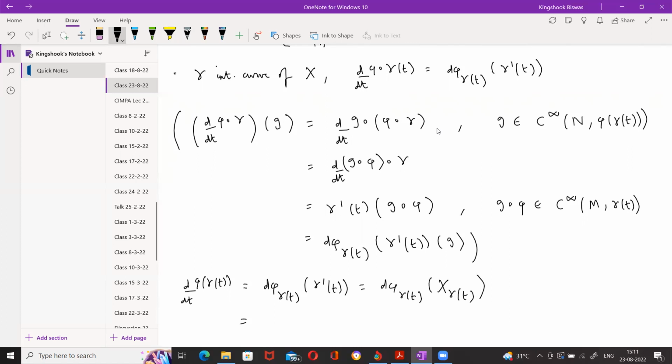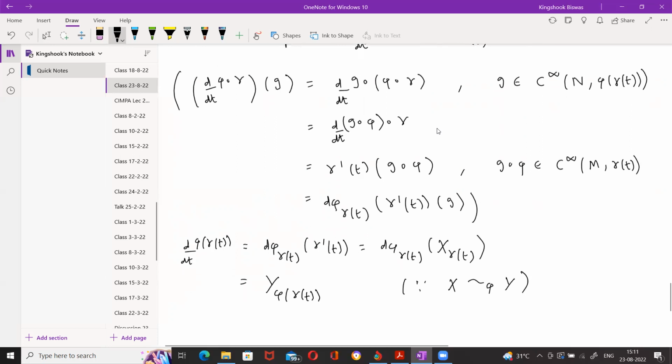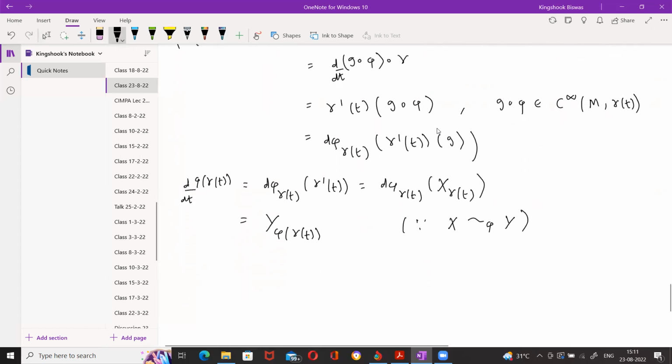But now x and y are phi related. So therefore, d phi at gamma t applied to x at gamma t is the same thing as y at the point phi of gamma t, right? Because x is phi related to y. So this implies that phi composed with gamma is an integral curve of y, right? Yes, it satisfies the differential equation for y. Is this clear?